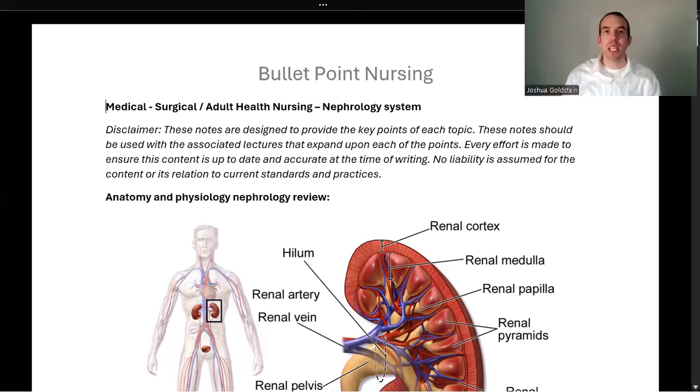My name is Dr. Goldstein, and in this lecture, we're going to go through Med-Surg or adult health, nephrology or renal, whatever you want to call it. And we're not going to be including GU, which would be urinary, which some schools will include in this. So we're going to have a separate lecture for that. So let's go ahead and jump right into nephrology.